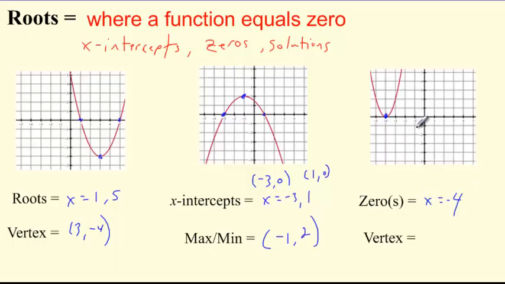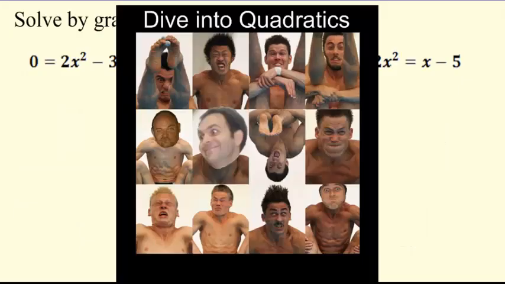So it can have one solution, two solutions, no solutions even. And that zero is actually the vertex, -4, 0. So that is our vertex there. So if I give you the graph, pretty easy peasy. Just write them down. Now let's get into the calculator.